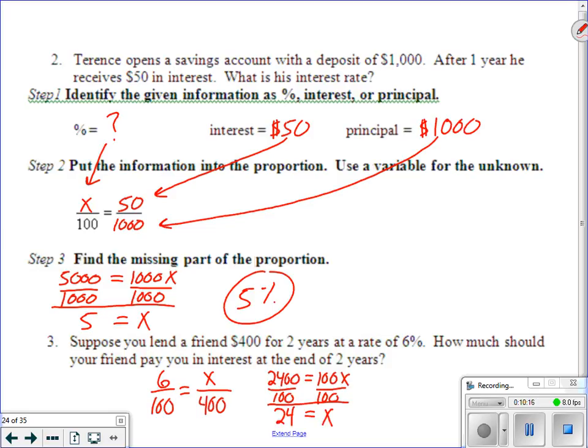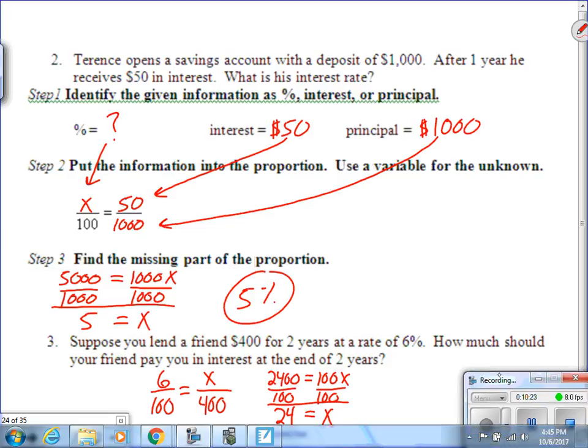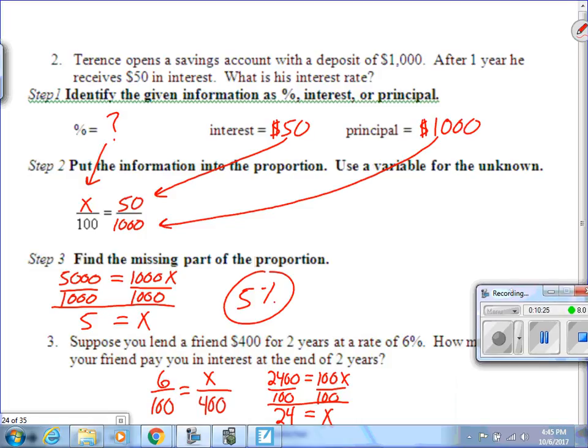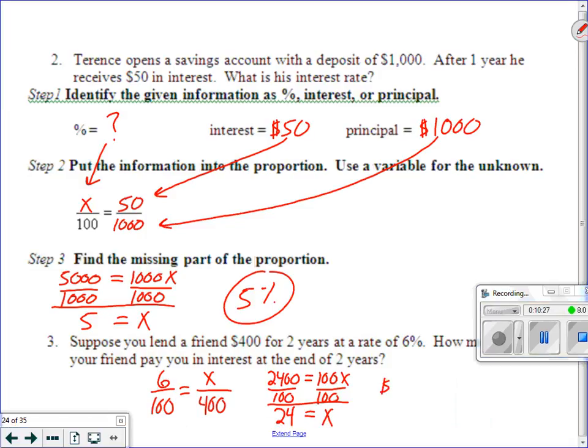Now remember, when you solve the proportion, that only gives it to you for 1 year. So what we need to do here is take that $24 and multiply it by 2 to get $48 for the 2 years. So your friend is going to need to pay you $48 in interest at the end of the 2 years.